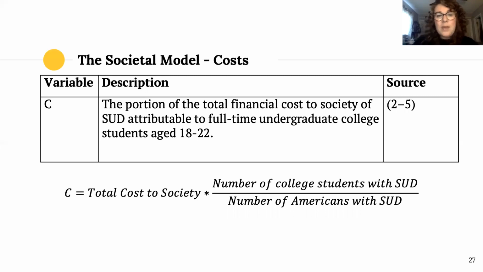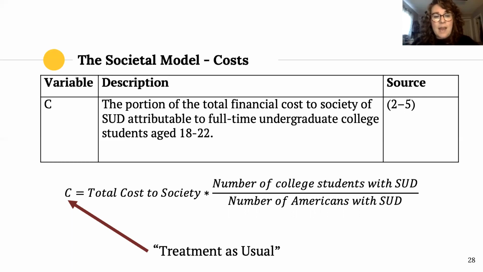So to calculate costs, we just looked at the total cost to society, and then we multiplied that. We just looked at the portion that's attributable to college students. So remember, college students have a much higher prevalence of substance use disorder. It's almost 15%, but they don't make up the total population of people with substance use disorders. So we're just breaking out that portion that is attributable to them. And that number, that portion that's attributable to them, that's treatment as usual. That's what we're using for treatment as usual.